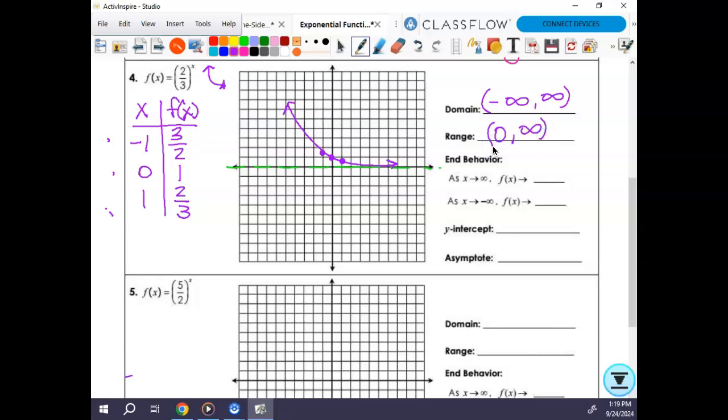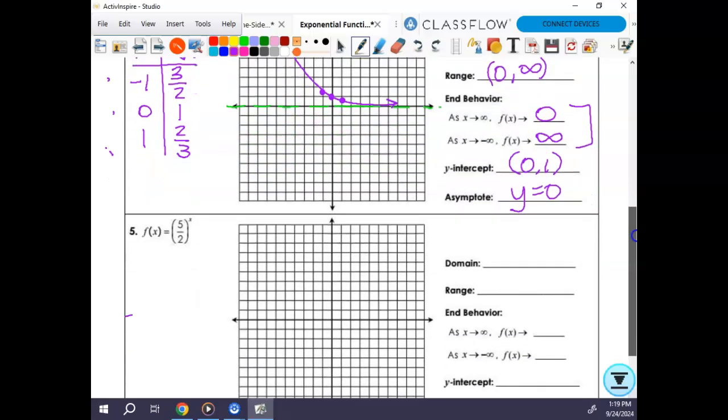As x is approaching infinity, what is y approaching? 0. Good. And as x is approaching -infinity, what is y approaching? Infinity. Good. What's my y-intercept? 0, 1. And where's my asymptote? y equals 0. Yep. All the decays are going to be the same. The only thing that changes between growth and decay is the end behavior. The rest of the stuff, the domain, the range, all that stuff is the same.